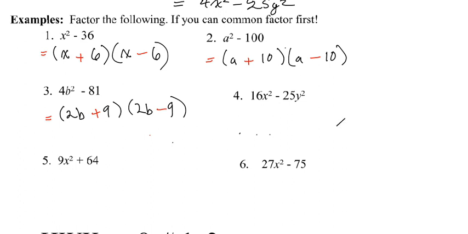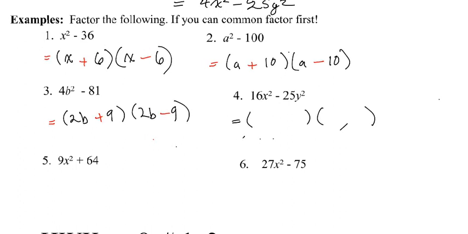We recognize our difference of squares. We put our brackets. The square root of 16 is 4. x. And then the square root of 25y squared is 5y. We make sure it's in both brackets. And then we make sure there's a plus in one bracket and a minus in the next.